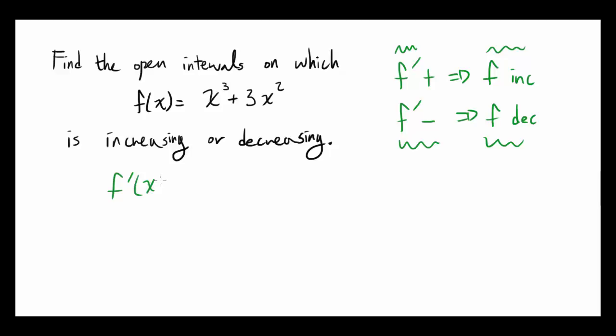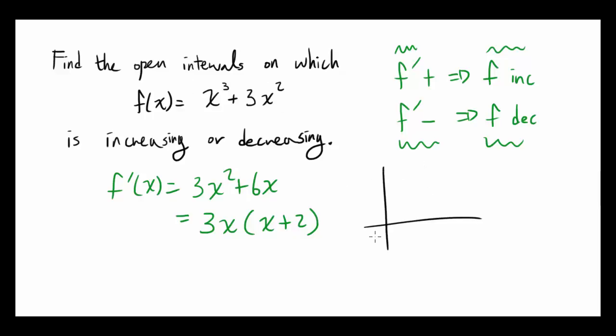We know f prime of x is going to be 3x squared plus 6x, and we can factor this as 3x times x plus 2. And the reason I factored it is to find the values for which f prime is 0. Now, if you think about this, if the graph of the function does something like this, you see at this point the function is increasing, or f prime is positive, and at this point the function is decreasing, so f prime is negative.